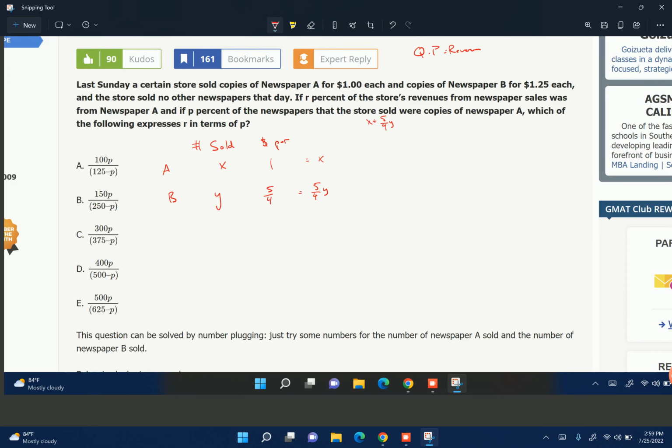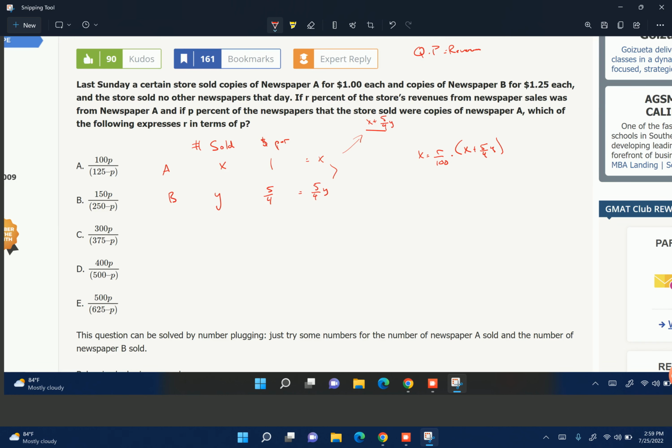All right, let's work this in. R percent of the store's revenue was from A. Okay, so this here, the revenue from A, which is X, that is R percent, so R over 100 of the store's total revenue, which we said was X plus 5/4 Y. Okay, that's one thing.